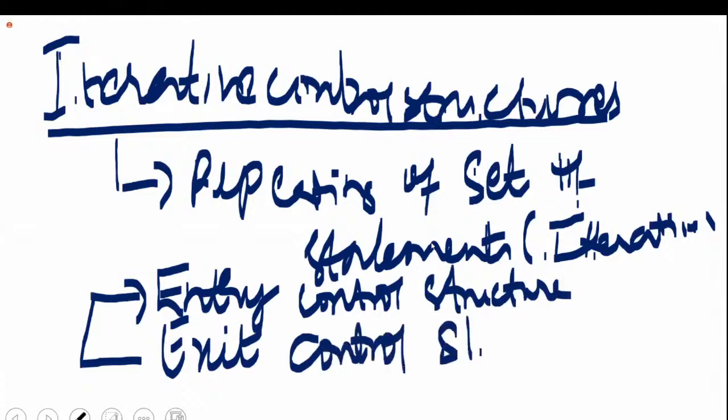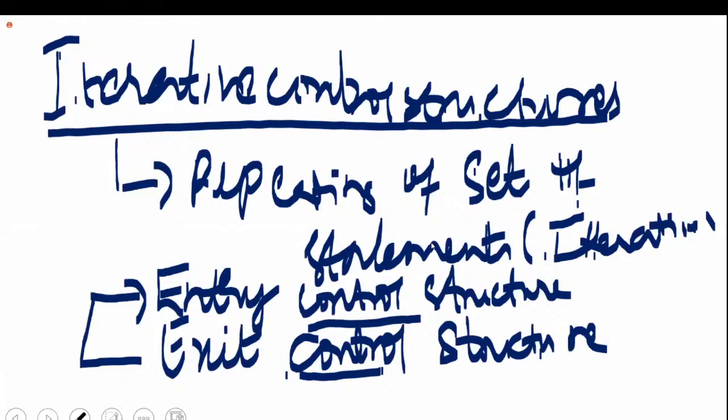You may get a 2 marks question or 5 marks question on this, like what is iteration, and they may ask you to categorize the types of iteration models. Then you have to talk about entry control and exit control structures. You may also get a question like what is the difference between entry control structure and exit control structure. They may ask you the differences of these two things.